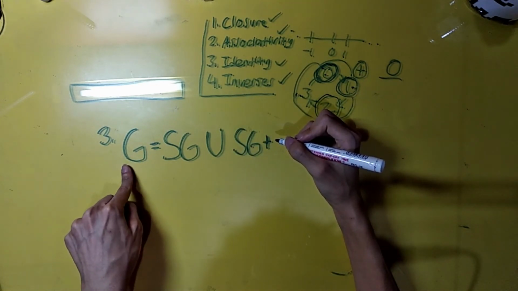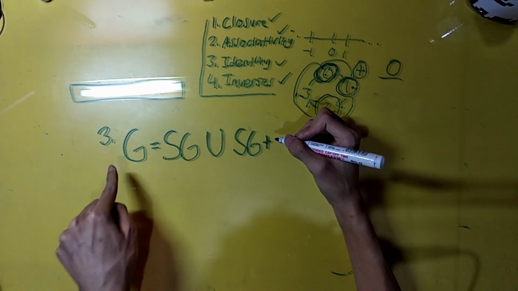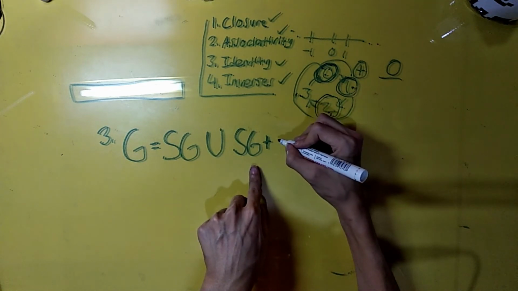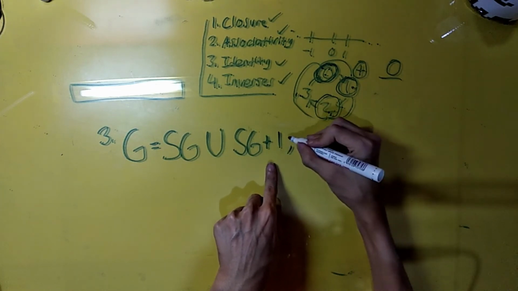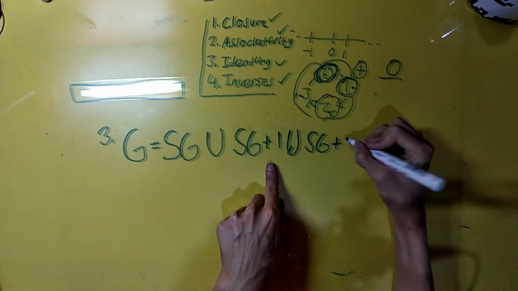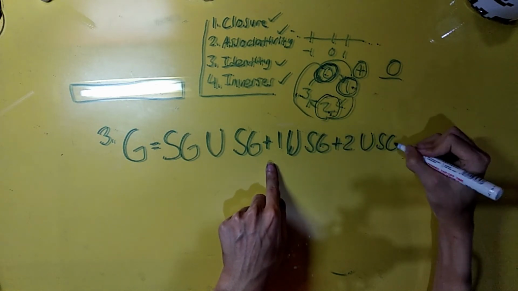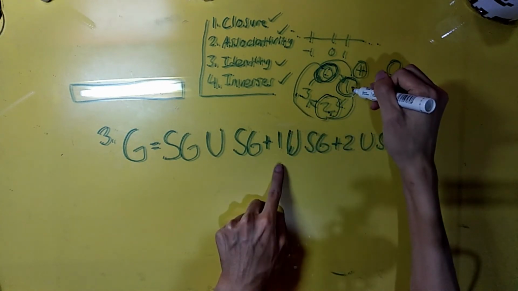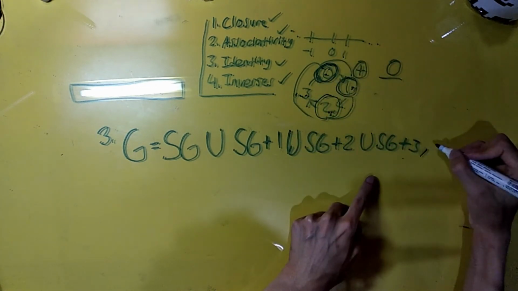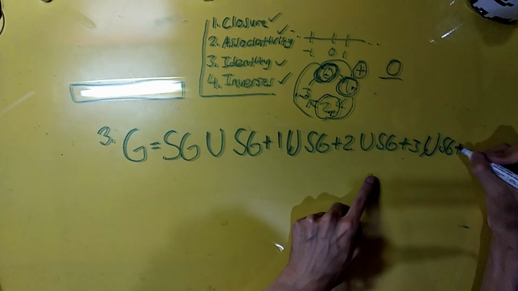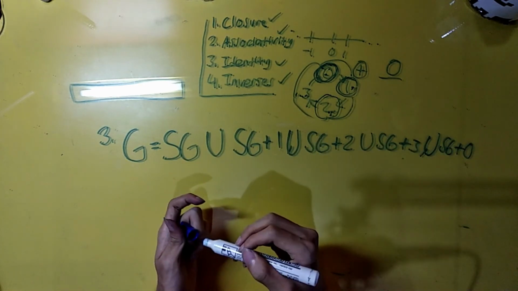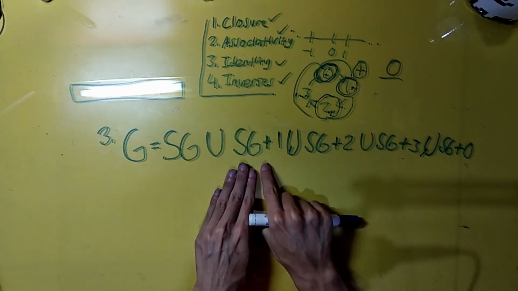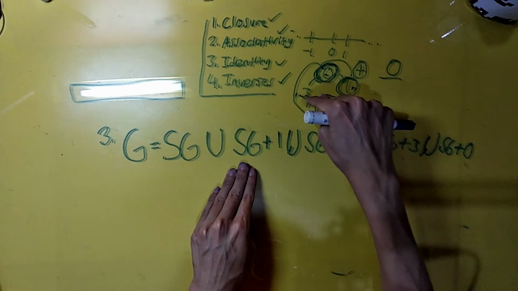A group can be created, not created. A group is equivalent to a subgroup union the subgroup plus 1, union the subgroup plus 2, union the subgroup plus 3, where 1, 2, and 3 are elements of the group. And of course we have union subgroup plus 0. I don't know if you can see it at the edge there. So we have the subgroup itself, and then we have the subgroup plus each and every element here.